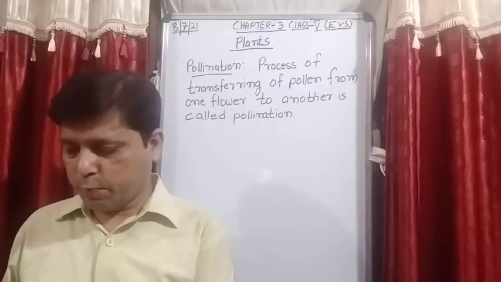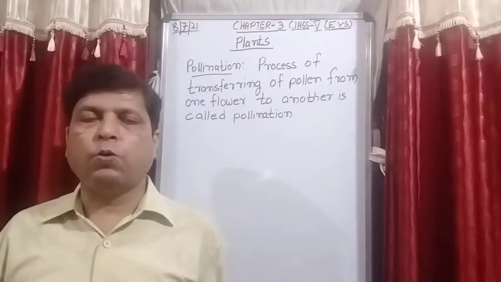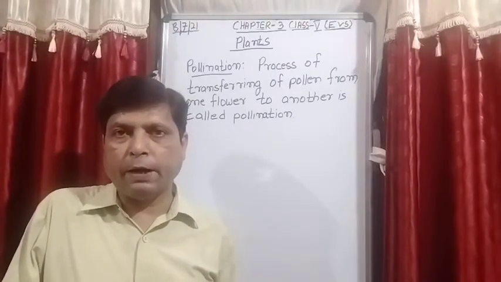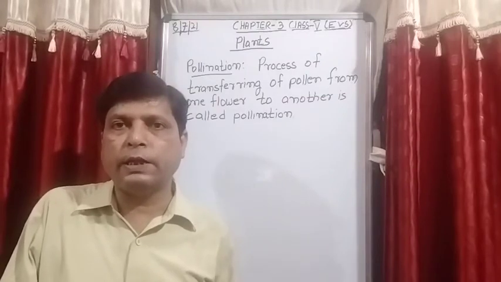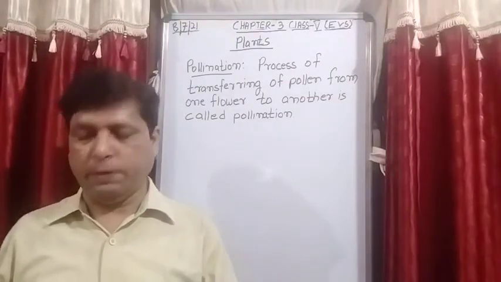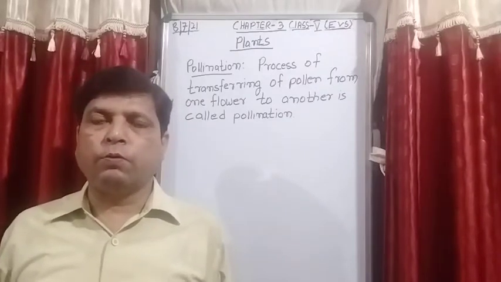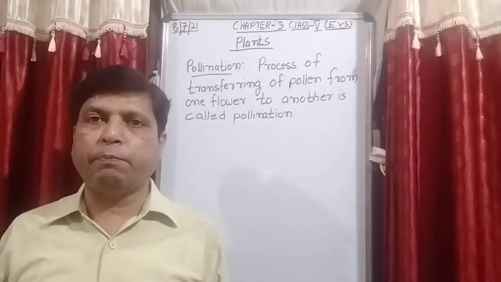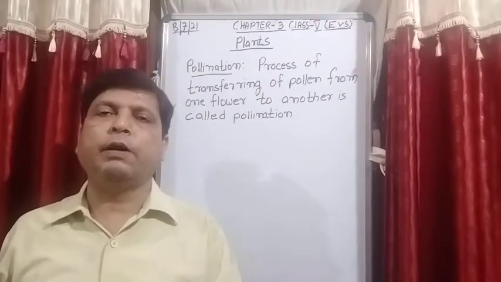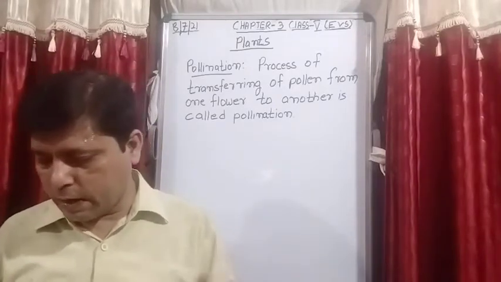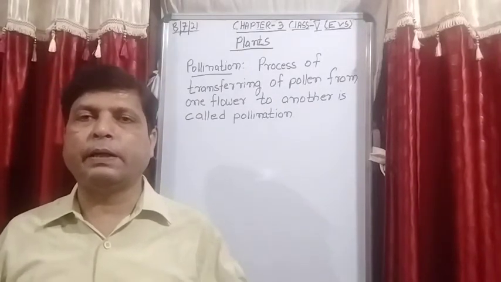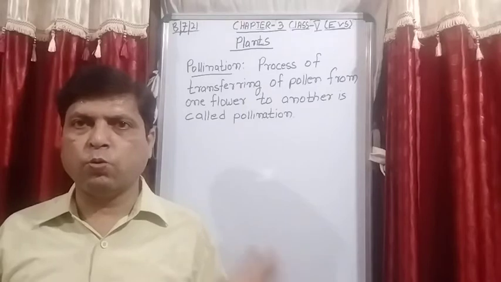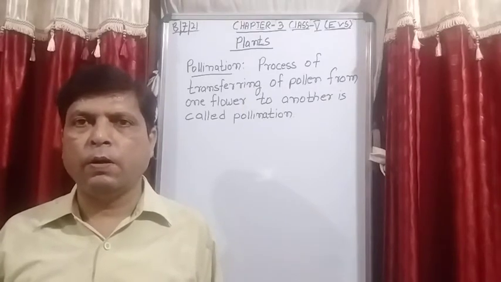This process is known as fertilization. The ovary swells and becomes fleshy, and the seed is now stored inside the fruit. Now where is the seed? The seed is inside the fruit, and as the fruit ripens, the petals of the flower dry up and fall down. So this is the whole process of pollination.